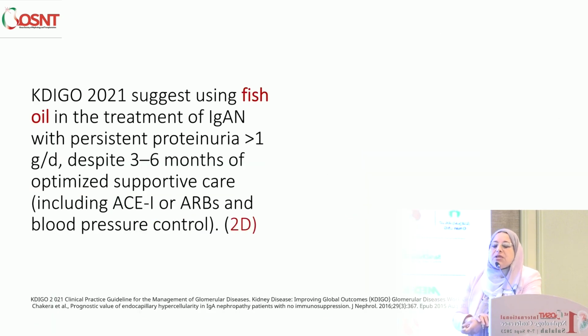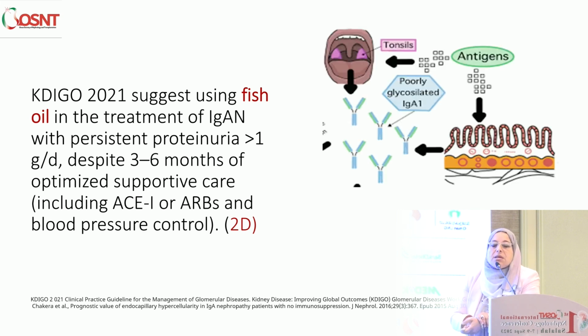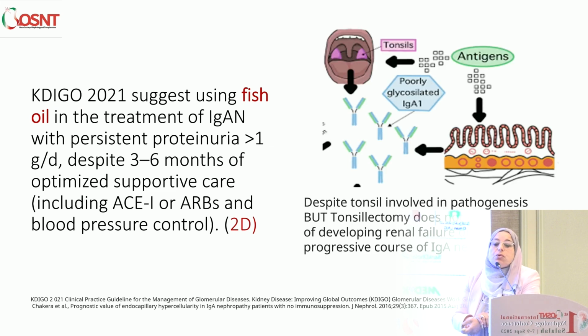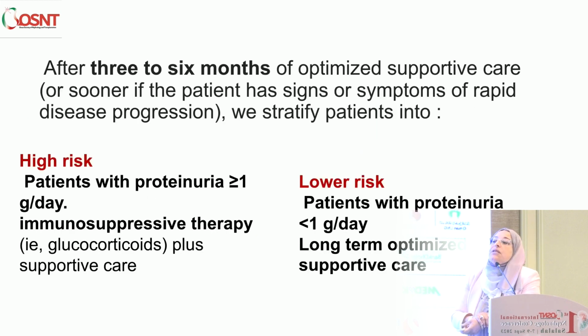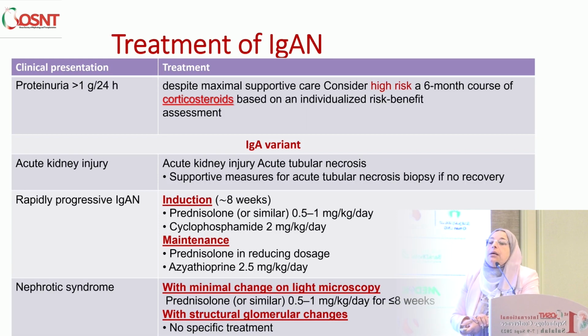KDIGO guideline advises, but only as a suggestion, fish oil if the patient has proteinuria of more than 1 gram and is on supportive care for more than 6 months. Tonsils play an important role in pathogenesis, but tonsillectomy does not reduce the risk of developing renal failure or progression of IgA nephropathy. After 3 months, we will evaluate the high-risk patient again. If proteinuria is more than 1 gram, we start immunosuppressive treatment. If lower risk, we can continue or optimize the supportive care. For more than 1 gram proteinuria, we start a 6-month course of corticosteroid.